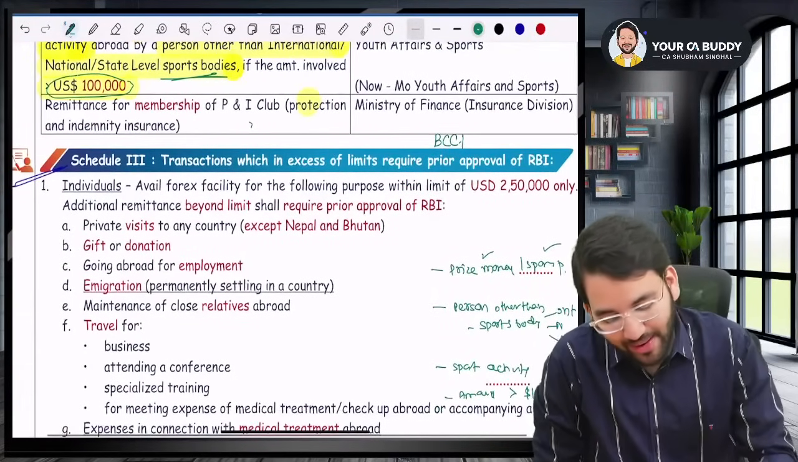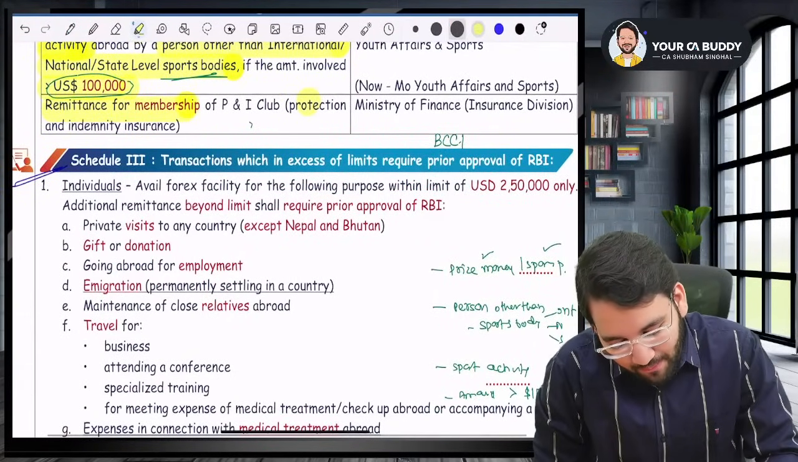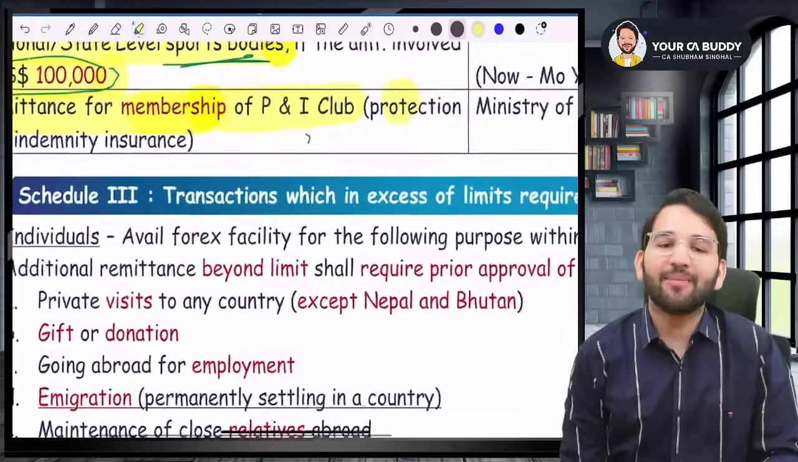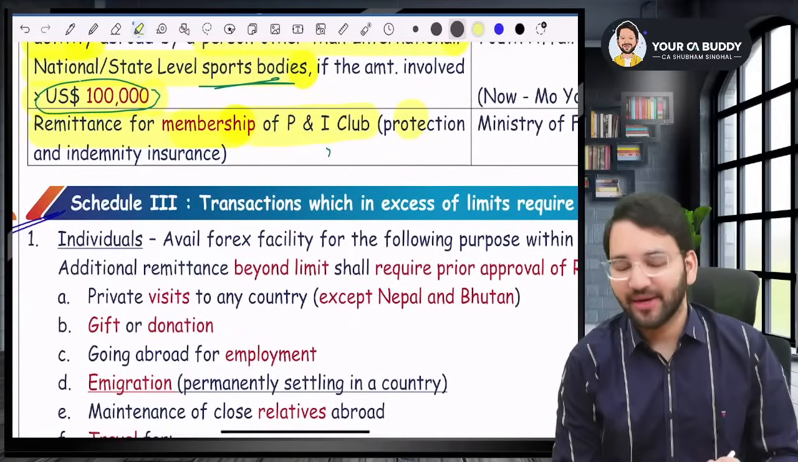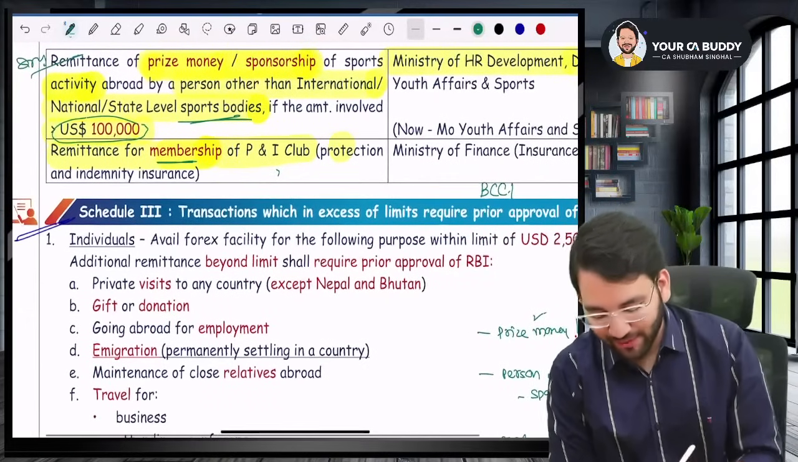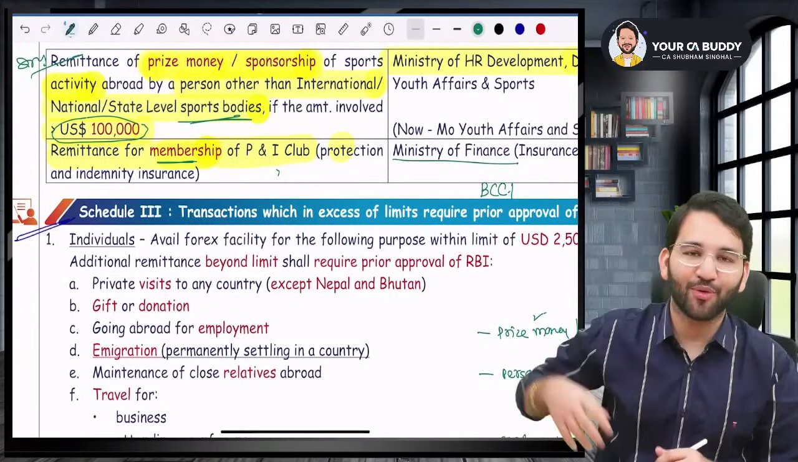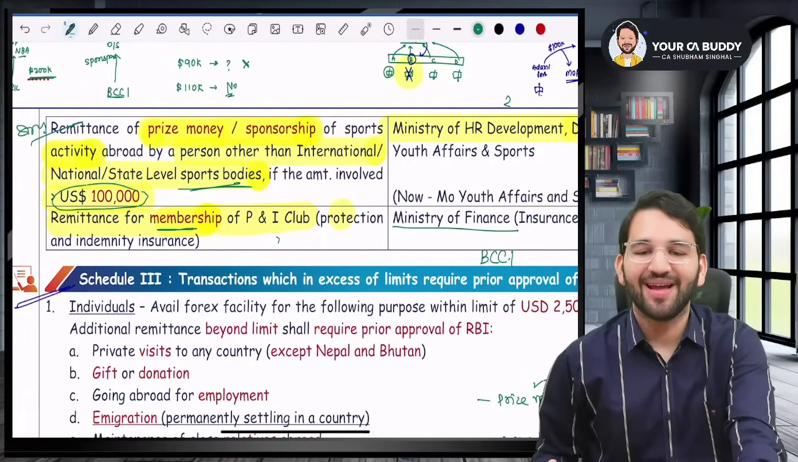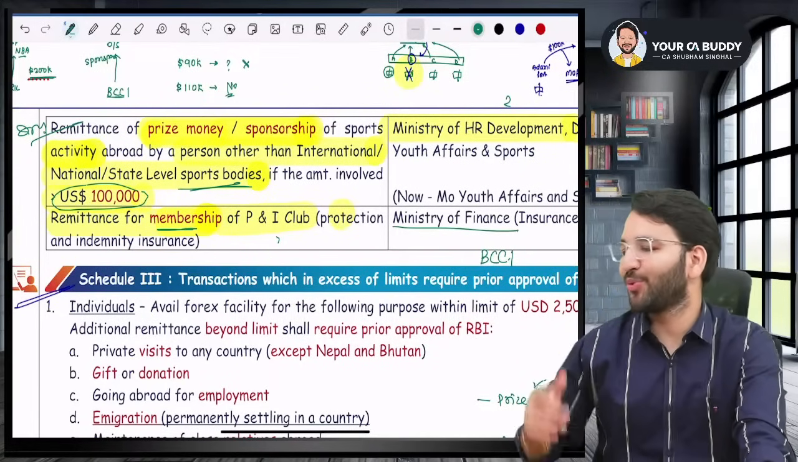And the last one, remittance of membership of P&I club. What is P&I club? Protection and Indemnity Club. So if you remit any membership amount of that, then in that case you will have to take Ministry of Finance approval. So basically these are the approvals of CG that you will have to take, sir. Multiple approvals of CG that you will have to take.